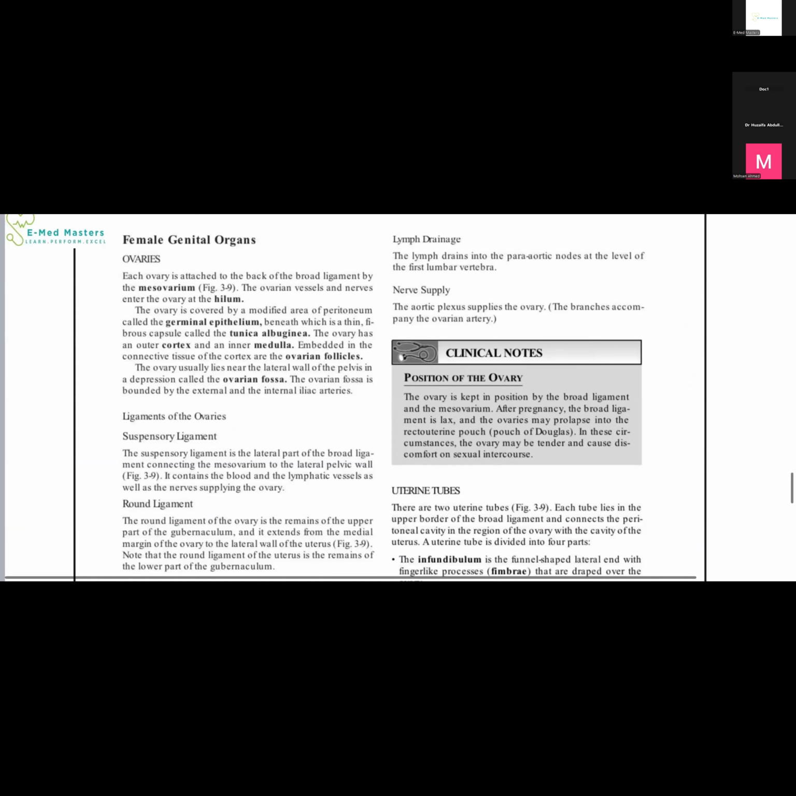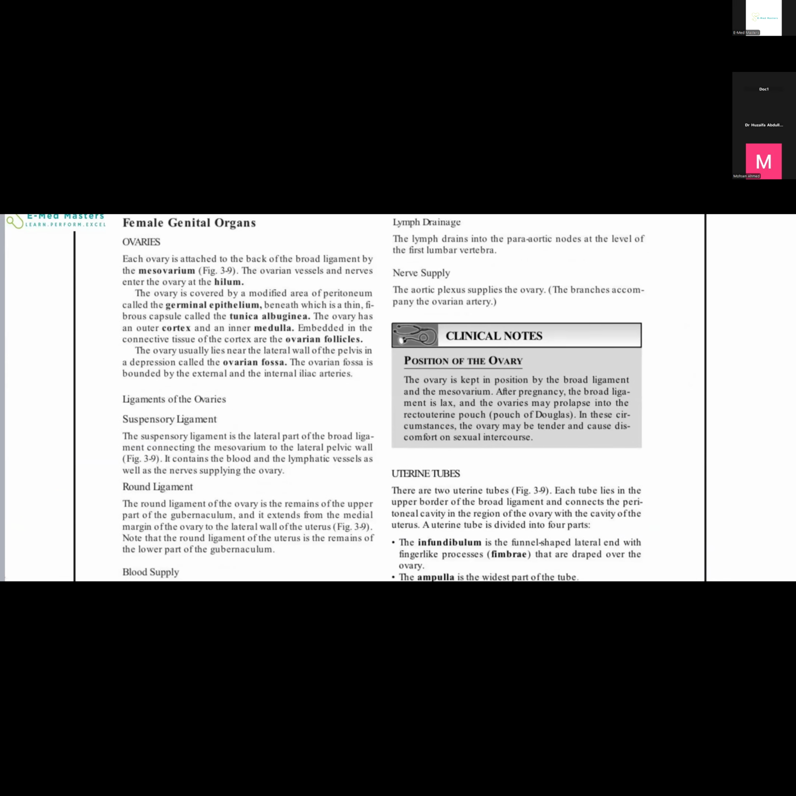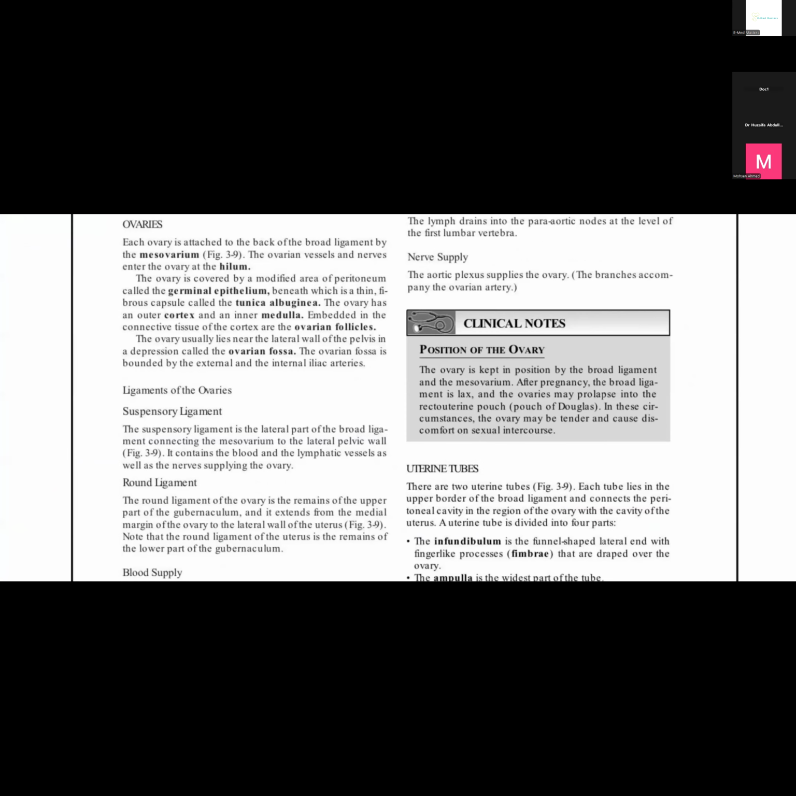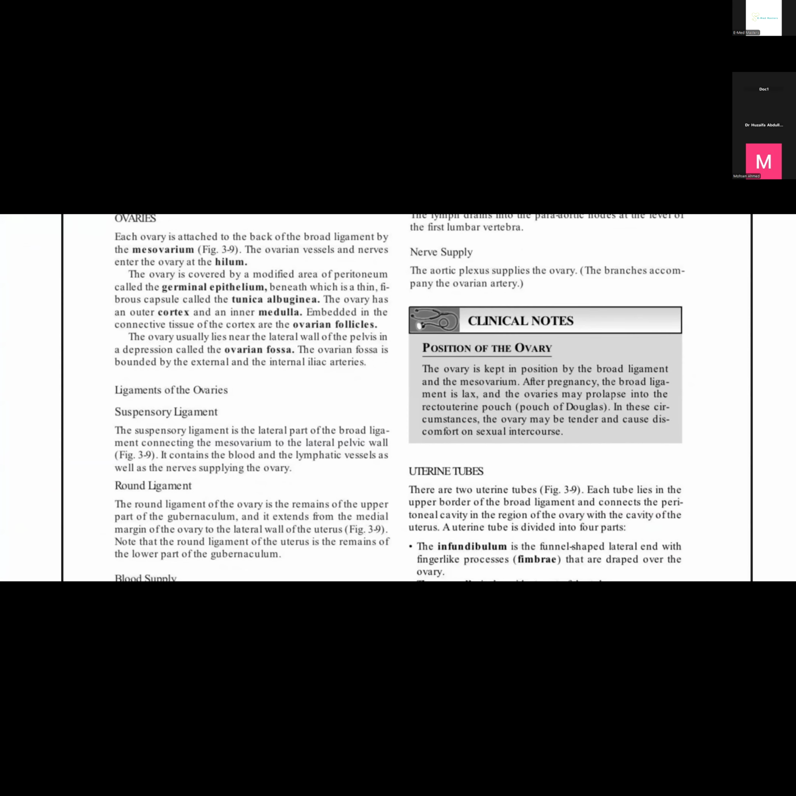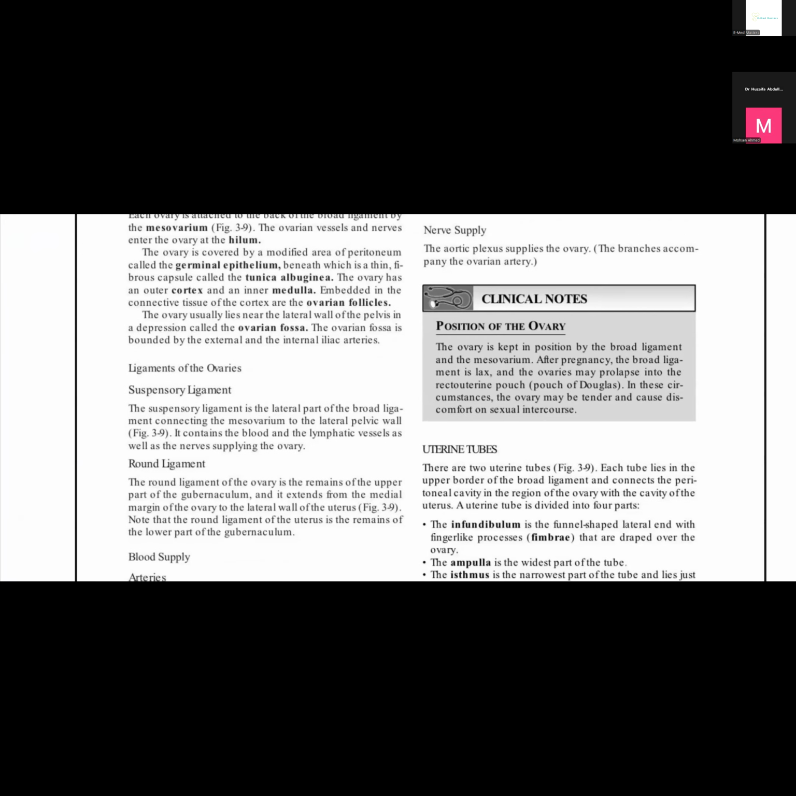Now let's talk about the female genital organs, which are the ovaries, uterus, and vagina. The ovary is attached to the back of the broad ligament by the mesoovarium, and ovarian vessels and nerves enter the ovary at the ovarian hilum. The ovary is covered by modified peritoneum called germinal epithelium, and beneath the germinal epithelium is the tunica albuginea. The ovary has two parts, outer cortex and inner medulla. Ovarian follicles are embedded in the cortex.